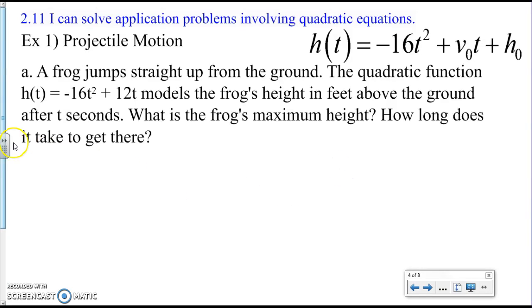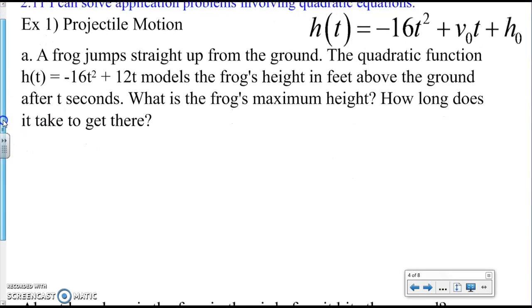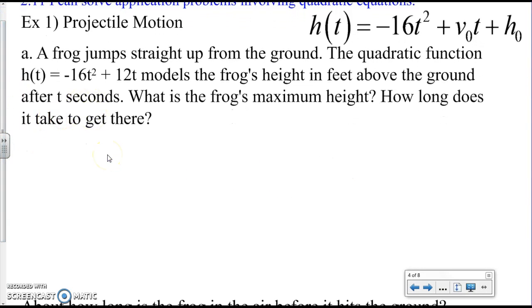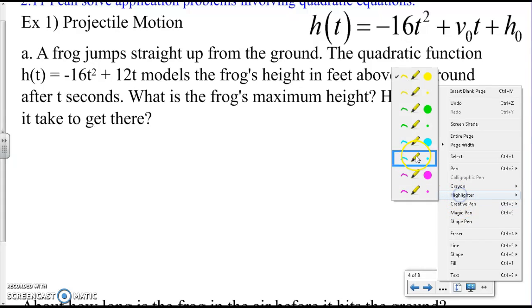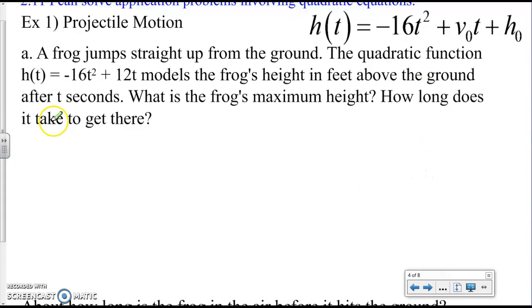First problem. The formula is up there, but we don't actually need it because it's plugged in for you already. A frog jumps straight up from the ground. The quadratic function h of t equals negative 16t squared plus 12t models the frog's height in feet above the ground after t seconds. What is the frog's maximum height and how long does it take to get there?